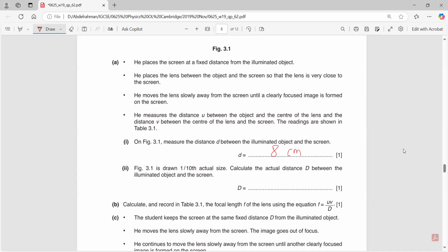Figure 3.1 is 1/10 the actual scale. So it's smaller than the actual reading by 10 times. If I want to find the actual reading, I need to multiply by 10. 8 times 10 is 80 centimeters. If the question said 1/5 the actual scale, you would multiply by 5, because this is a scale diagram. We've scaled it down by 10 times, so it's a smaller reading.